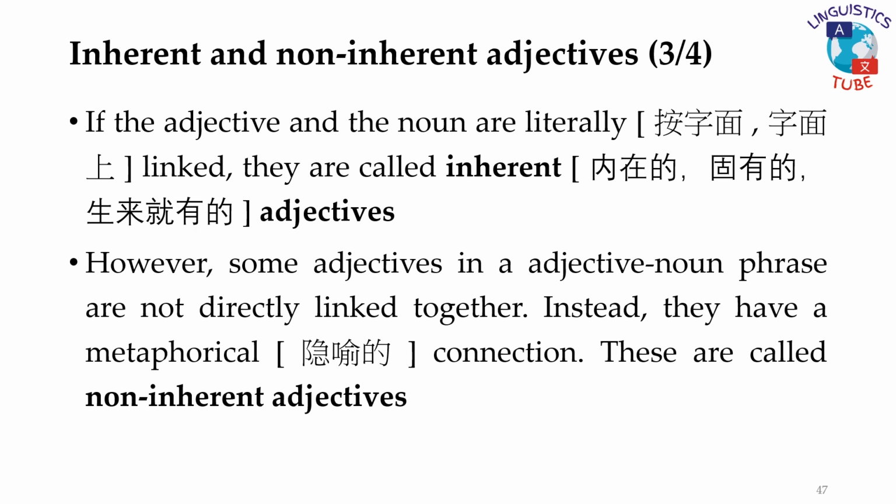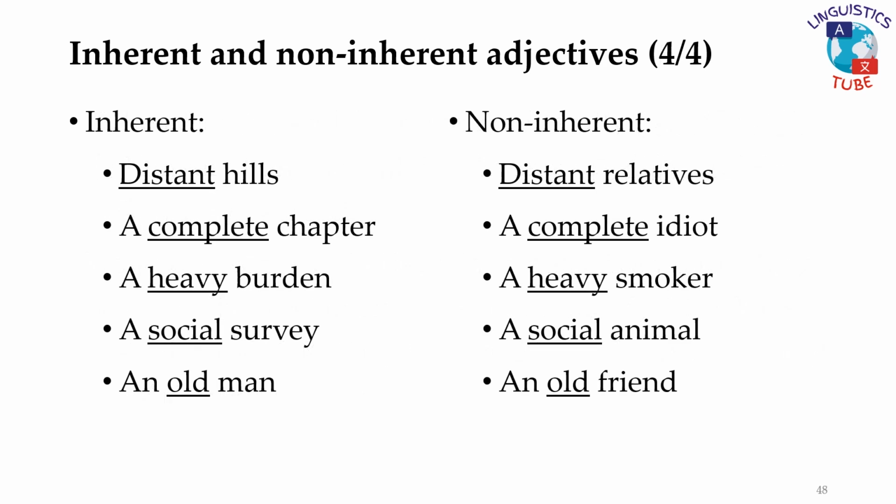To be clear, an adjective can be both inherent and non-inherent. Which type it is is determined by the nature of the connection it has with the noun. It is not the adjective itself. Let's look at some examples. For all of these, we can perform the test of inherentness. The adjectives on the left will pass, whereas those on the right will fail. For example, distant hills are hills which are distant. A complete chapter is a chapter which is complete. A heavy burden is a burden which is heavy. And an old man is a man who is old.